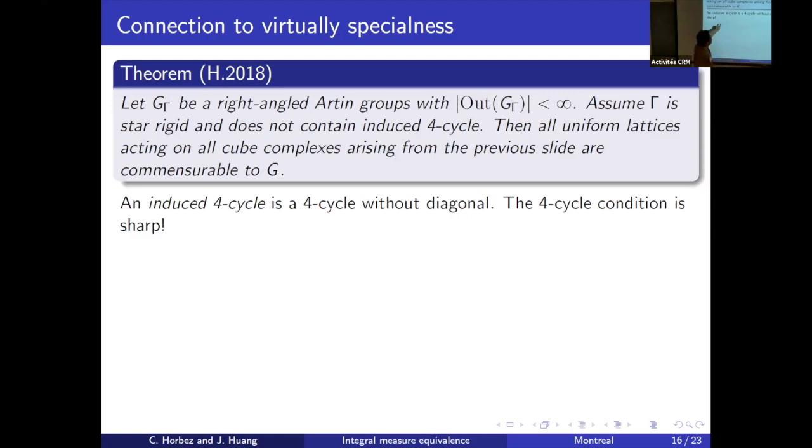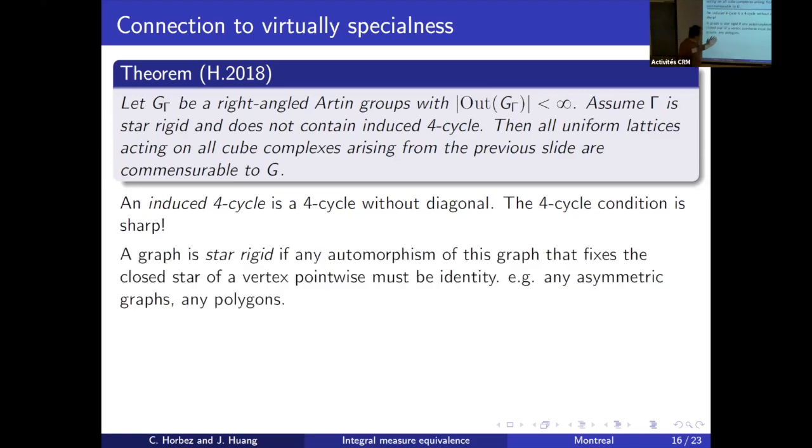And it turns out this condition is sharp. One can show that whenever I have an induced four-cycle, this statement is never true. You can always find groups acting on this cube complex which are not commensurable to the RAAG. Then star rigid is a condition I wanted to drop, but for some reason I haven't managed to do that yet. It's a technical condition: we require the automorphism group of the graph to be somehow small. The precise condition is that if an automorphism fixes the closed star of a vertex pointwise, then the automorphism must be the identity. For example, if the defining graph is a polygon, then it will work. Or if the defining graph does not have any symmetry, then it will be star rigid.